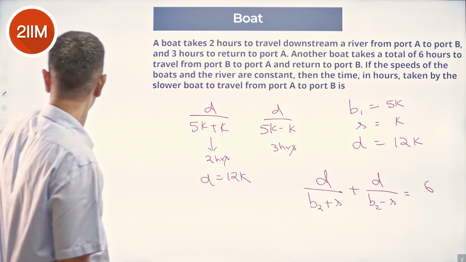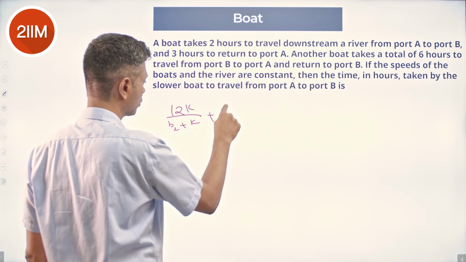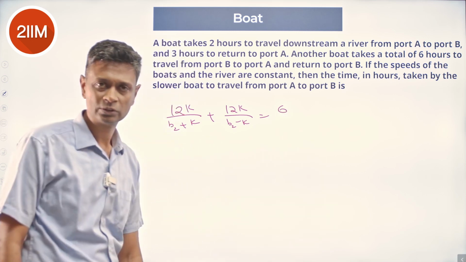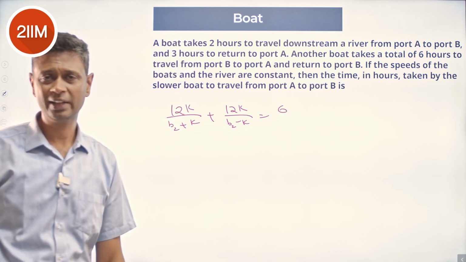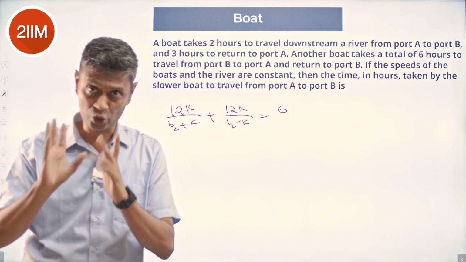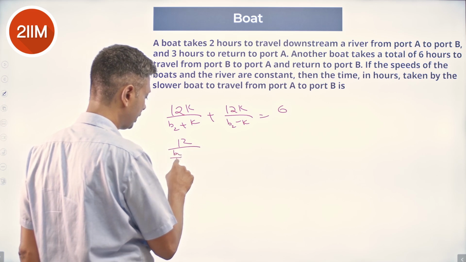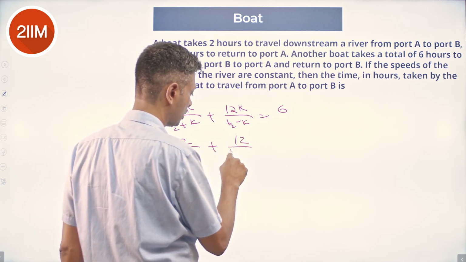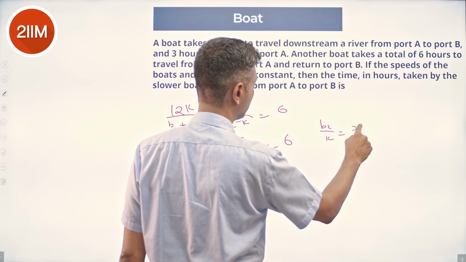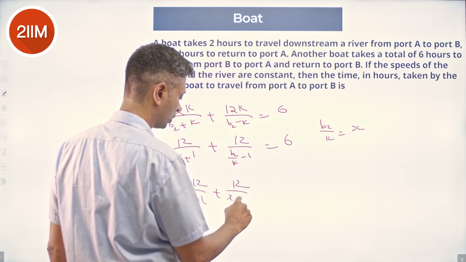And so let's fill this in. 12k by b2 plus k plus 12k by b2 minus k is equal to 6. And then find b2 in terms of k and then simplify and solve. So there are two variables in this equation, but technically speaking, it's only one ratio, so divide by k throughout. 12 by b2 by k plus 1 plus 12 by b2 by k minus 1 is equal to 6. Let's say b2 by k, we call it x. 12 by x plus 1 plus 12 by x minus 1 is equal to 6.